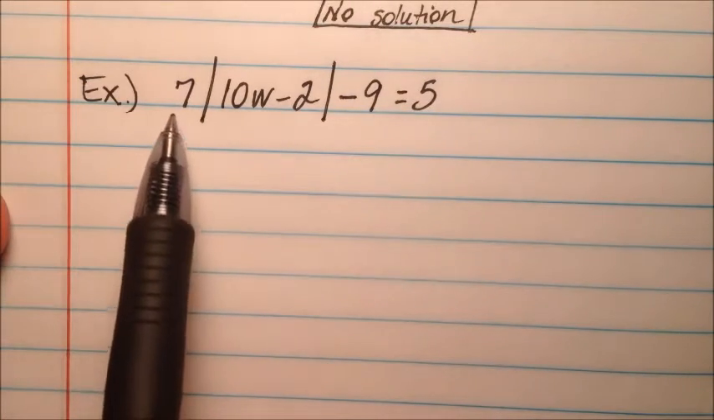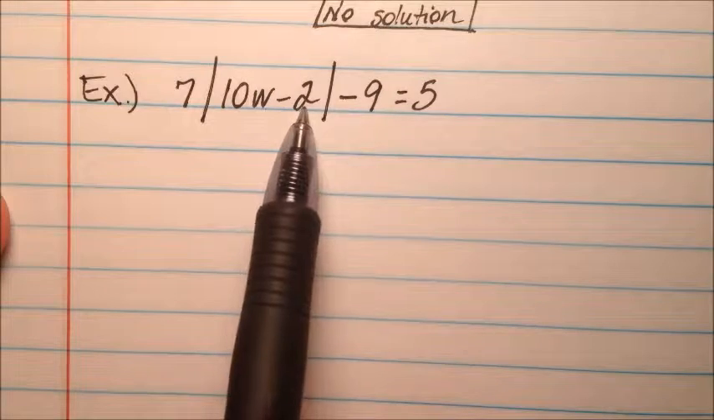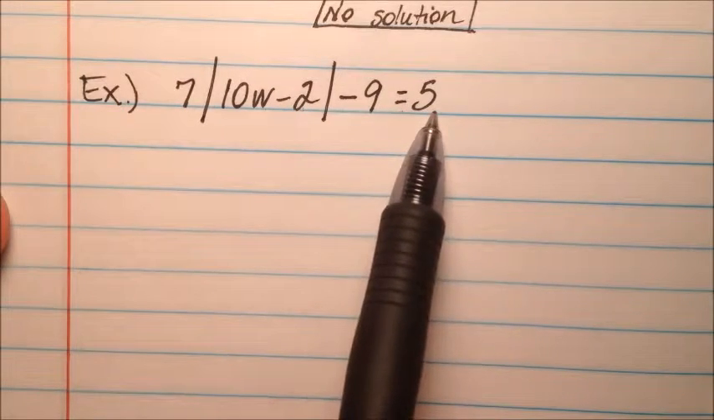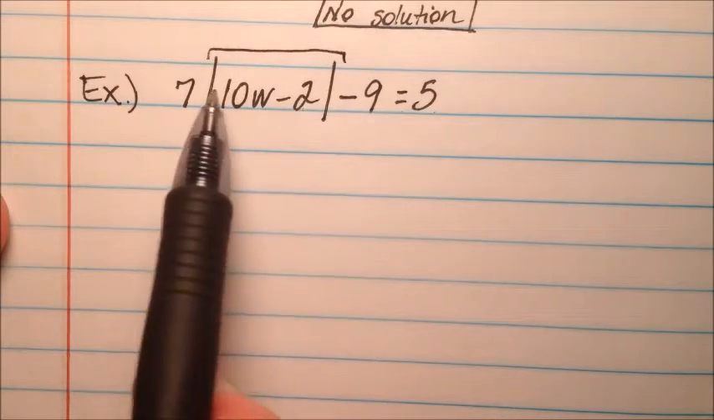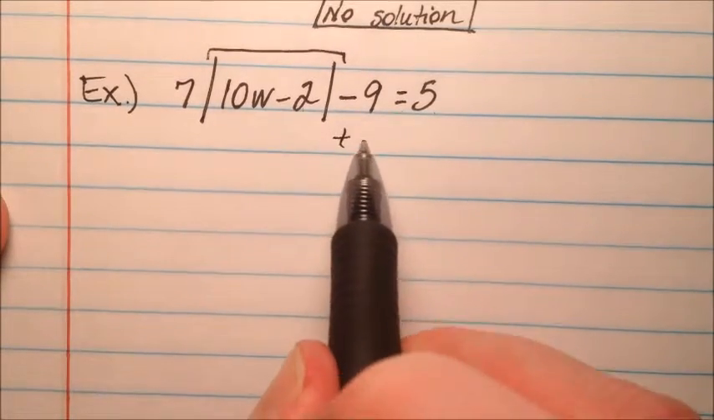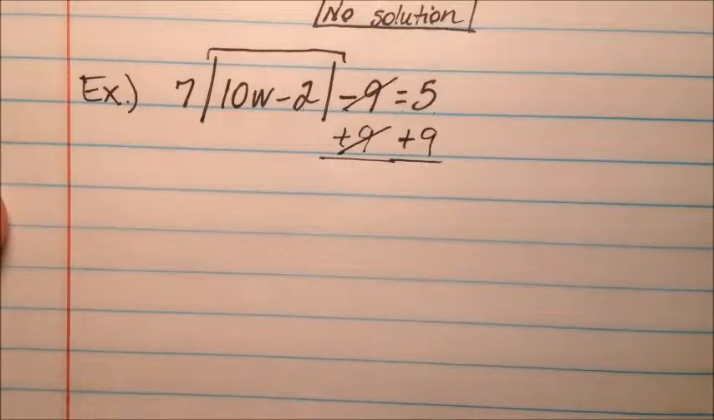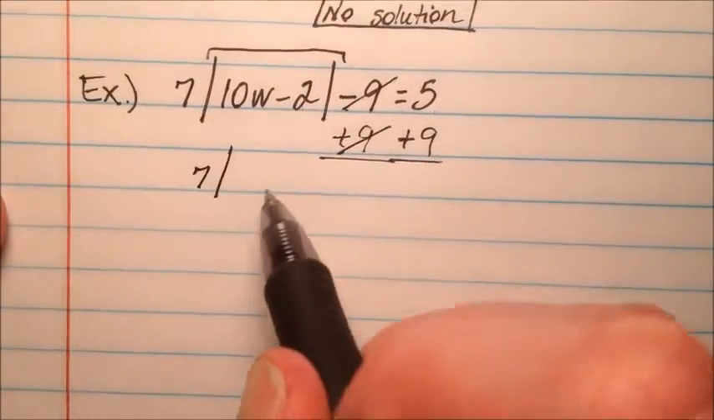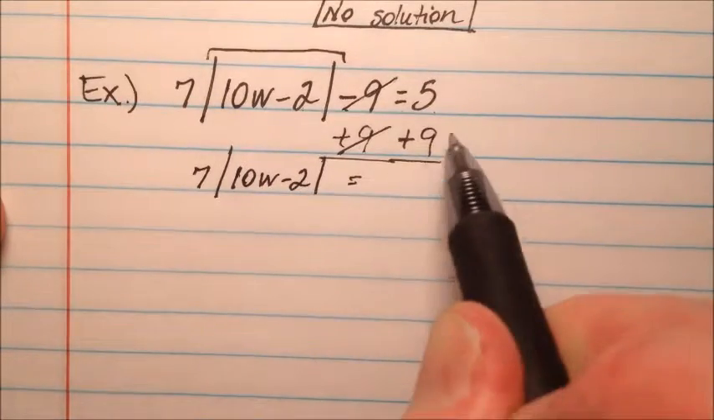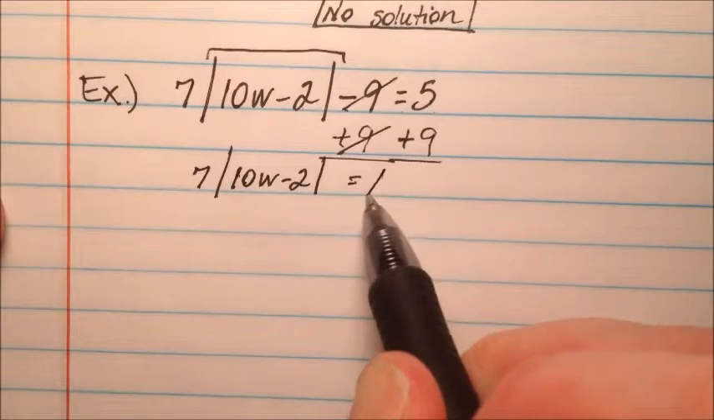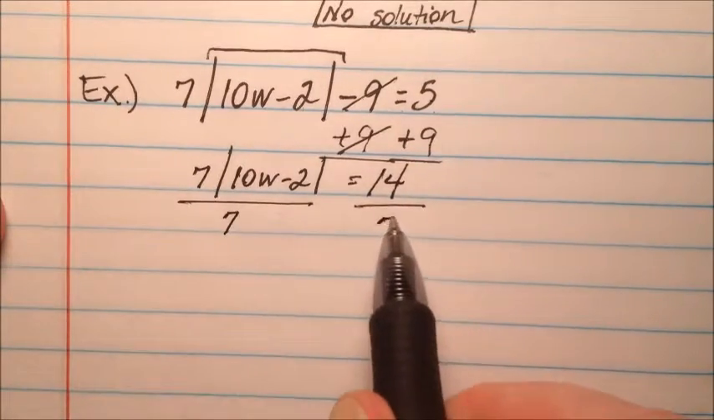In my next example, I have 7 times my absolute value expression, 10w minus 2. Then I'm going to subtract 9, and I'm saying that's equal to 5. So like we've been doing all along, I'm going to isolate this absolute value expression by using the properties of equality. And I can add 9 first and get rid of that guy. So I have 7 times the absolute value of 10w minus 2. And that's going to equal 5 plus 9, which is 14. And I can then divide both sides by 7.